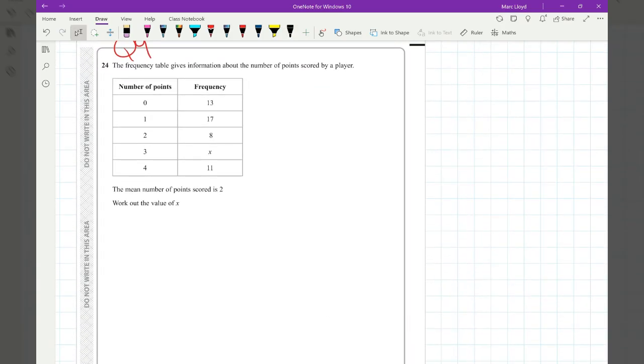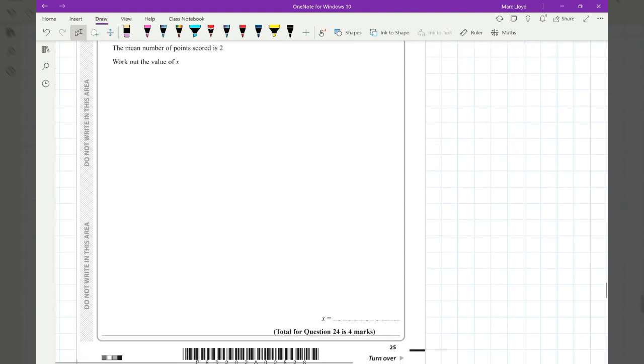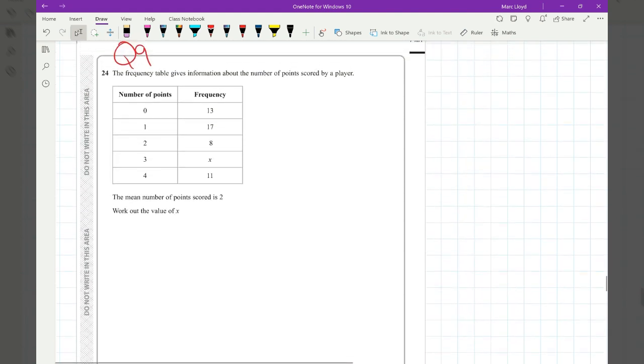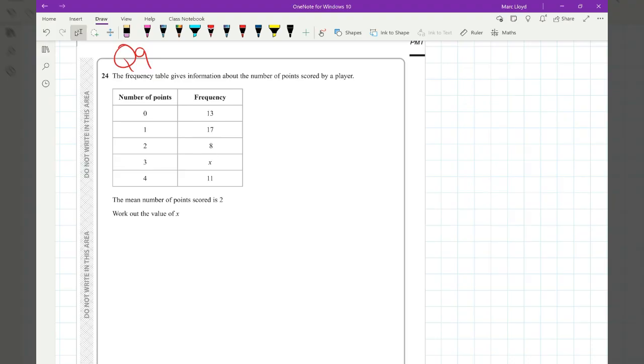Question 9, always love this. It's an important one to be able to calculate. The frequency table gives information about the number of points scored per player. 4 marks, stingy. I think it should be 5 because we've got a missing value.